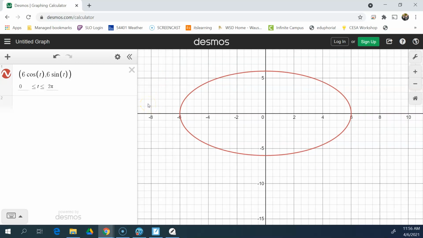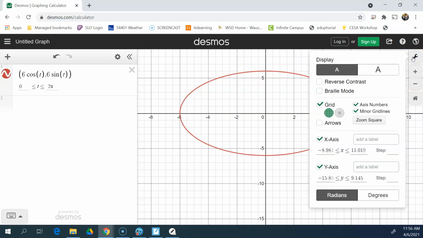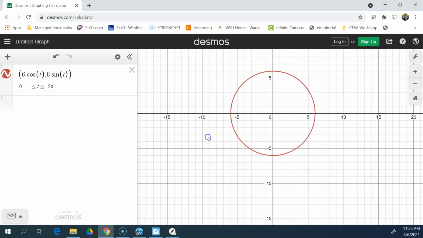It's tough to say, right? Because it goes out 6 to the left, it goes up 6 to the left, but this scale looks a little different. So one thing you can do is go over here to the wrench and hit this zoom square. What that zoom square does is it squares up your graph so that the spacing is the same both horizontally and vertically. And when you do that, it tightens everything up, and oh, look at that. What do we got? We got a circle centered at the origin with a radius of 6.